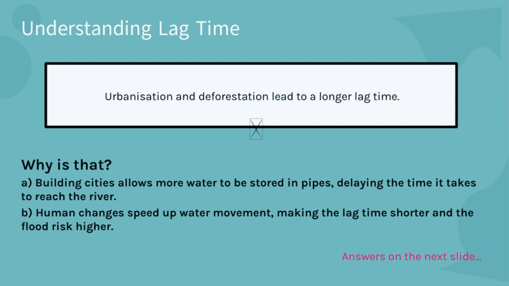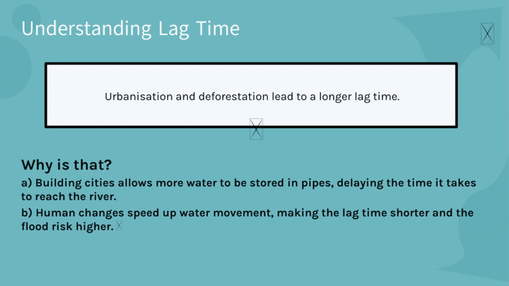A shorter lag time is dangerous because the river rises faster after rainfall. This gives people less warning and makes flash flooding more likely. So the correct explanation is, human changes speed up water movement, making lag time shorter and flood risk higher. The correct answer is B. Human changes speed up water movement, making the lag time shorter and the flood risk higher. This is one of the most important ideas in the whole lesson.